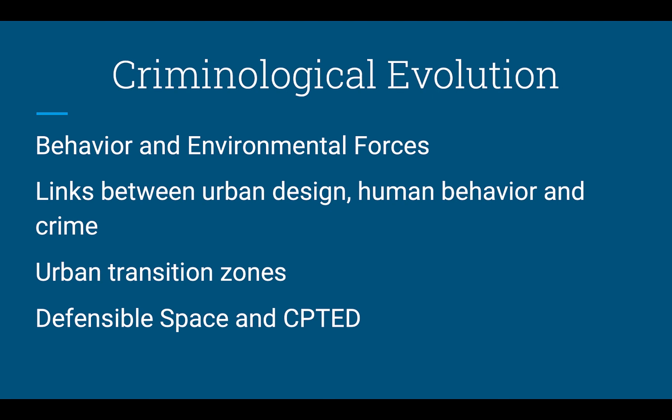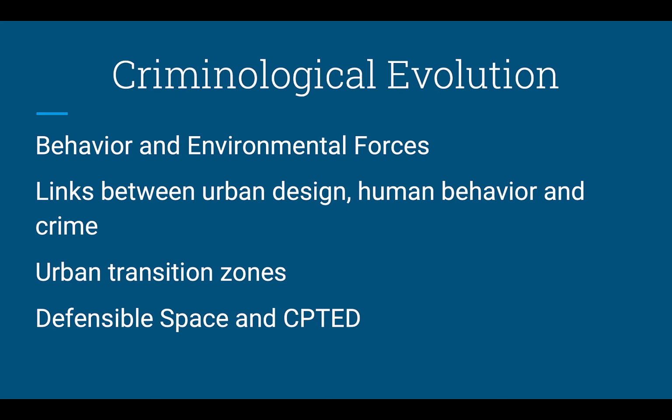So, just like the research that we talked about before, often criminological evolution has linked urban design, human behavior, and crime. So like the urban transition zones, where the physical environment can affect the likelihood of crime. So if you're living in crowded housing, you have a very unpleasant social environment filled with poverty, then that could affect your likelihood to commit crime.